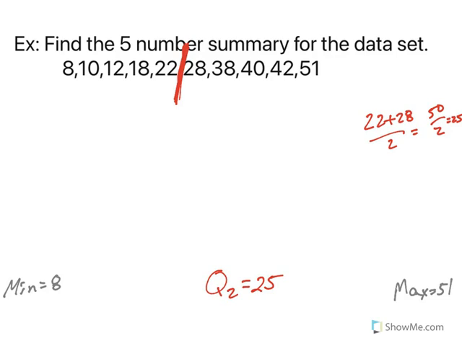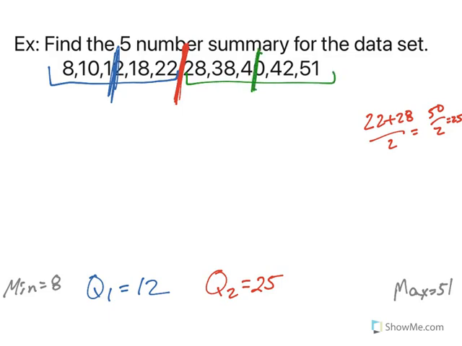Okay, let's find our Q1, which is the median of the lower half. Now, we only have 5 numbers in the lower half, right? 8, 10, 12, 18, and 22. So the median cuts through the middle, which in this case is 12. So Q1 equals 12. We go to our upper set, which has the 5 numbers. Median cuts through the middle. So Q3 is 40. And there's your 5-number summary.